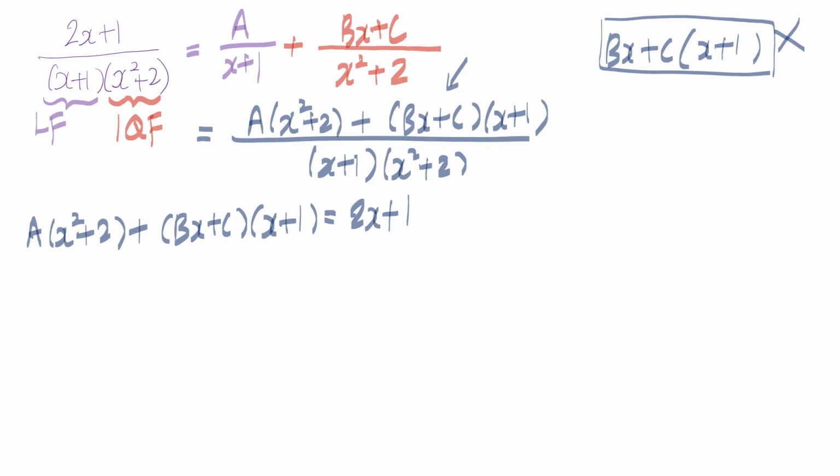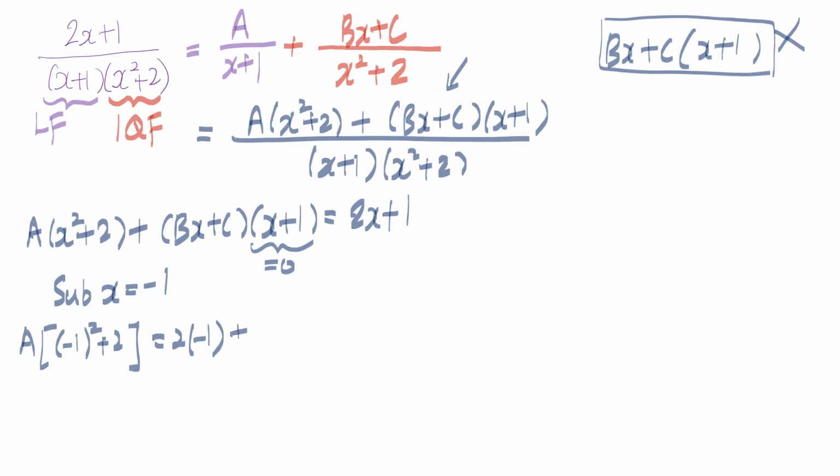I'm going to let this equal to 0, because if I let it equal to 0, then I can eliminate my constants b and c. So if I let x plus 1 equal to 0, then the value that I'm substituting for x will be negative 1. So I'm going to sub x equals negative 1. So that will be gone. This will give me 3A equals negative 2 plus 1, negative 1. A will be negative 1/3.